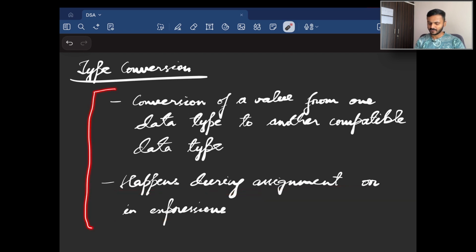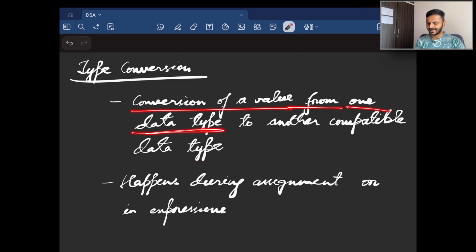Now, the definition looks pretty simple, and it actually is, but there are a few nuances around type conversions that we would need to understand. And this is what this video is about. But before I get started with more details related to type conversion, I would like to draw your attention to this part. This says that it is conversion of a value from one data type to another compatible data type.